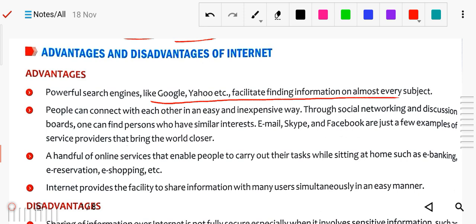People can connect with each other easily and inexpensively. At a very low cost we can interact with other people through the internet, send emails, and interact with Skype, Facebook, social networking. All of these are possible through the internet. Online services enable us to carry out tasks while sitting at home, such as e-banking and e-reservation. We can book tickets, even movie tickets, while sitting at home. All these online things we can do.